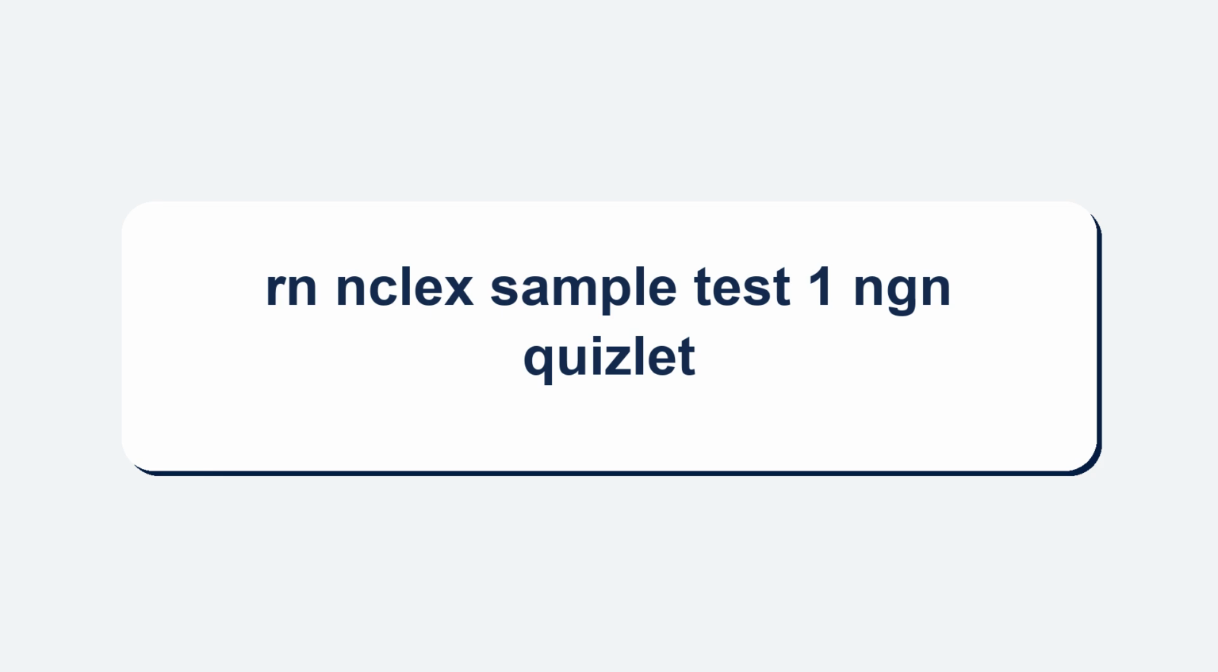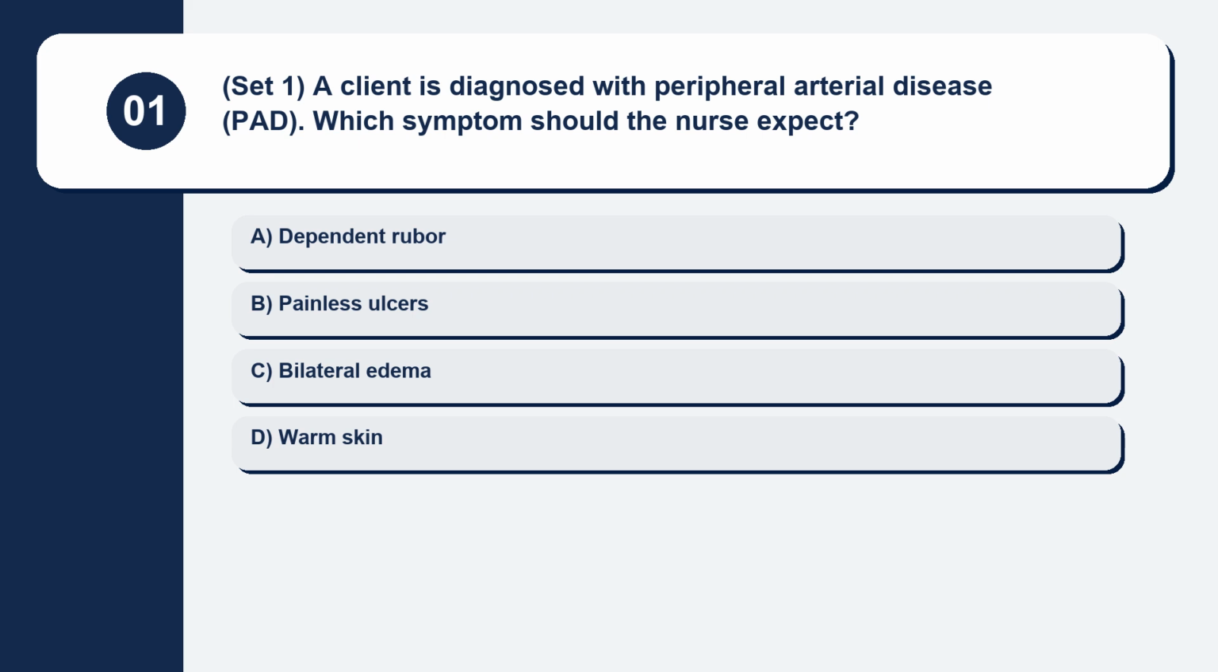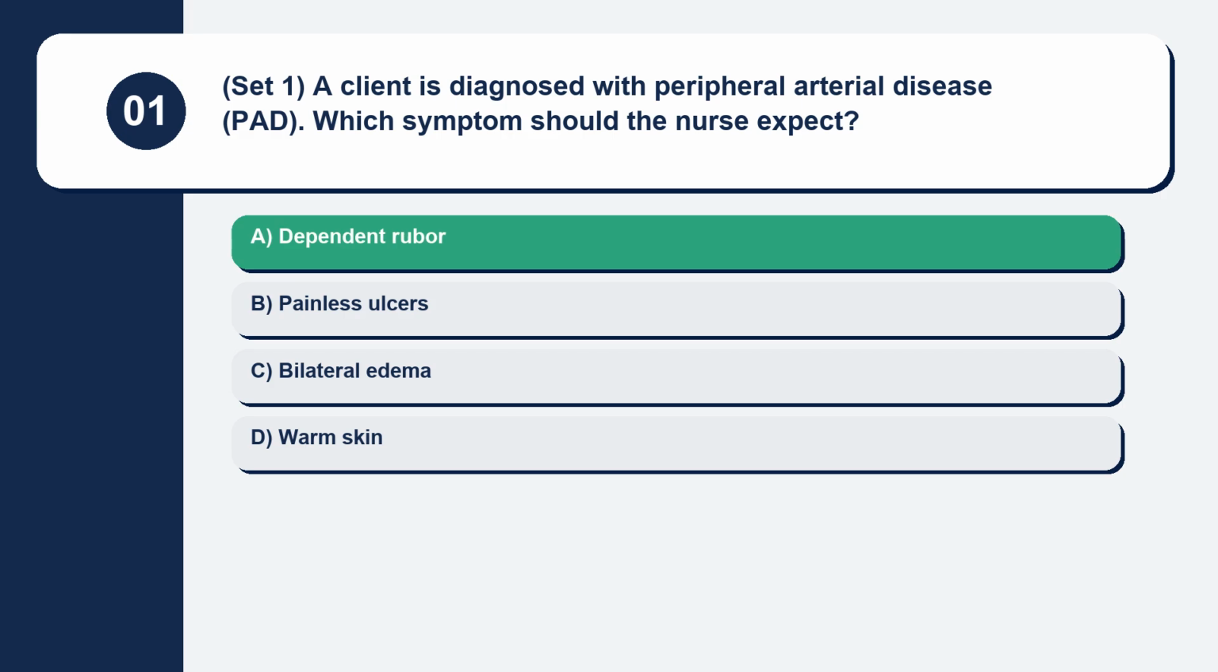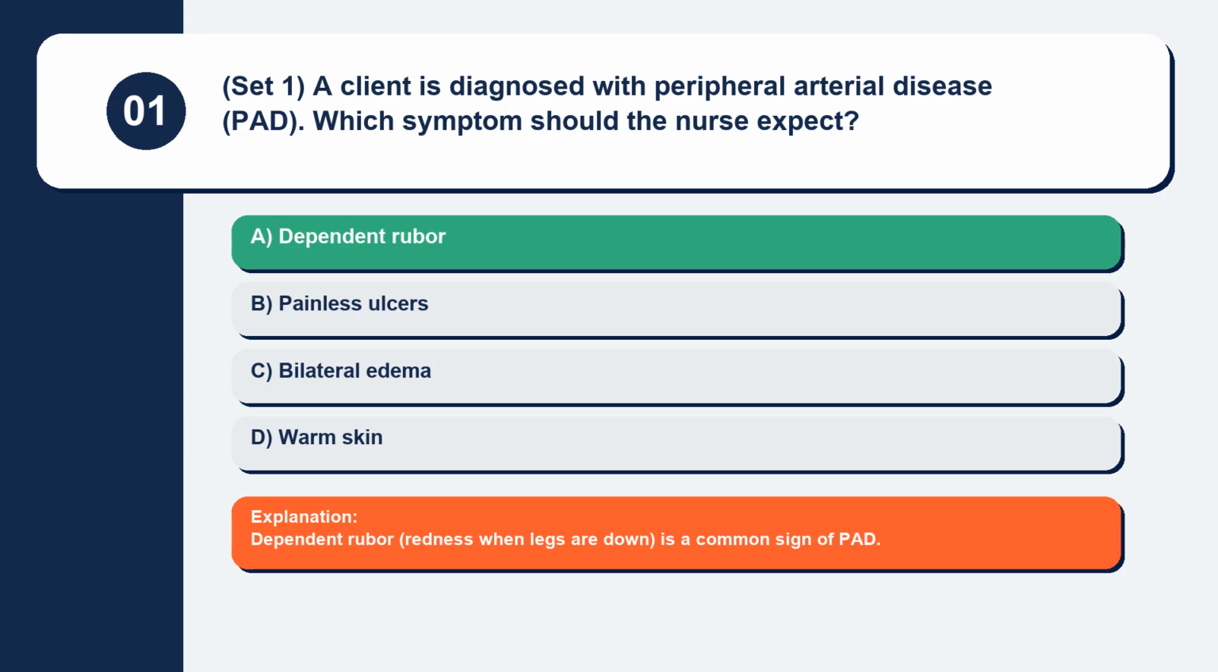NCLEX Sample Test 1 NGN Quizlet. Question 1. Set 1. A client is diagnosed with peripheral arterial disease, PAD. Which symptom should the nurse expect? Dependent rubor, painless ulcers, bilateral edema, warm skin. Dependent rubor, redness when legs are down, is a common sign of PAD.